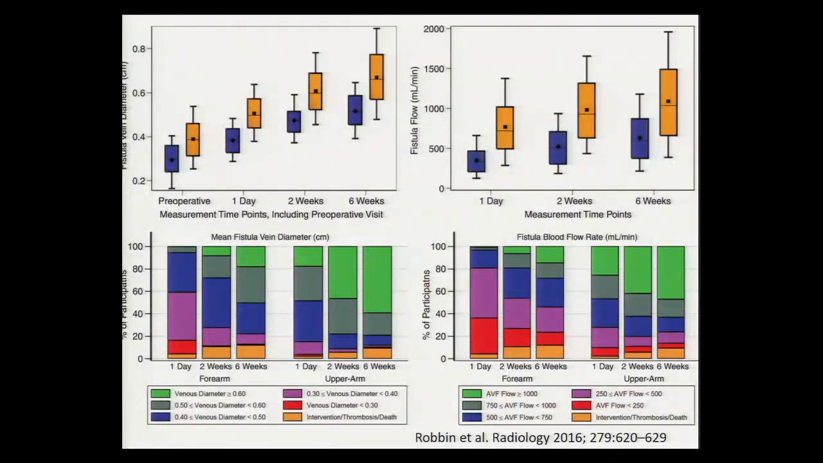So some data from the fistula maturation study. This is well characterized. About 400 patients show the increase in the diameter of the veins. The upper arm fistula increases more so than the radial cephalic fistula. The flow increases over time by 6 weeks, and these are the flows that are accomplished by 6 weeks. Upper arm fistulas appear to mature faster, and they're bigger, but we still start with the forearm because we want to preserve veins for future use.